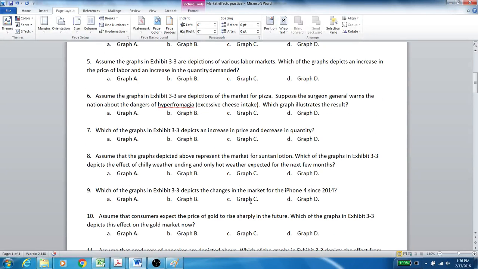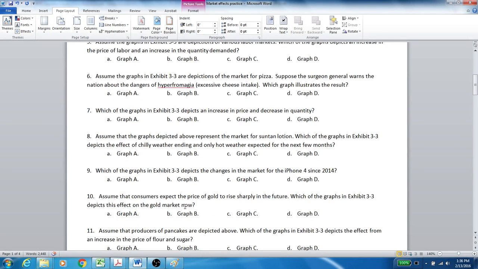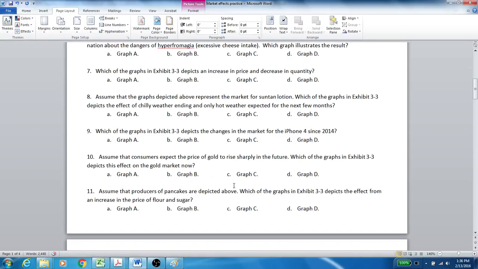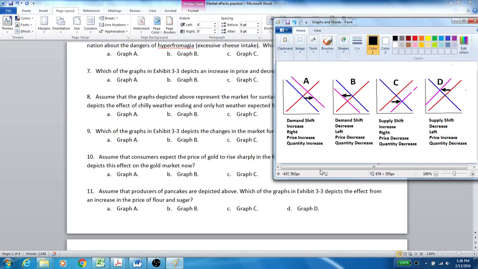Number 10. Assume that consumers expect the price of gold to rise sharply in the future. What depicts the effect on the gold market now? So the expectations of higher gold prices cause there to be an increase in demand right now.